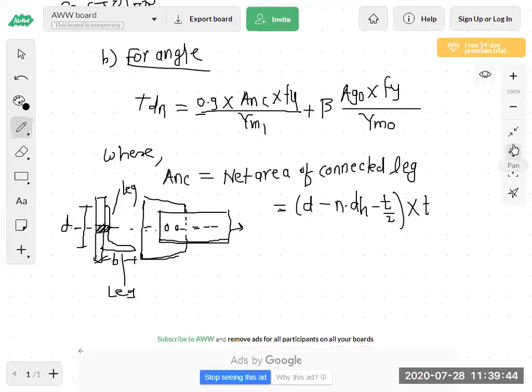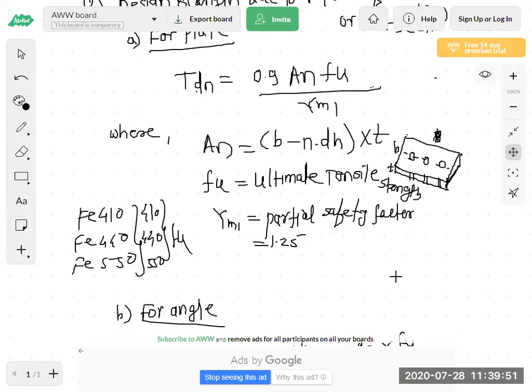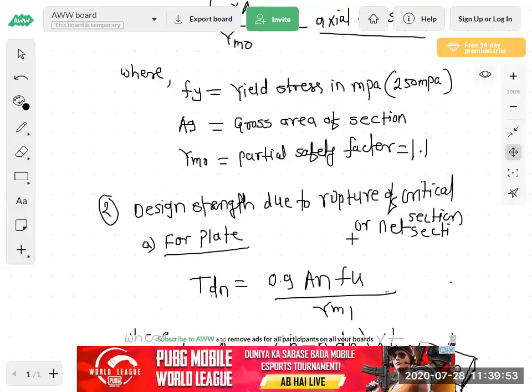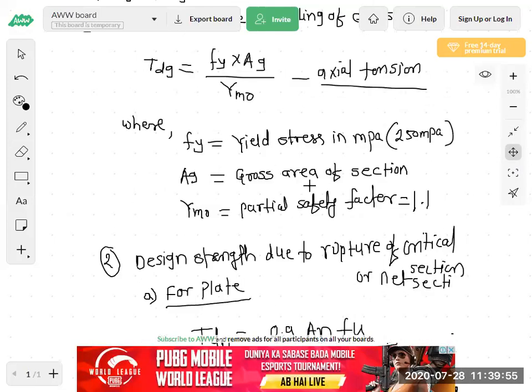Now don't judge, don't go into judgment. One minute. Here we have to write. Here one thing is missing.